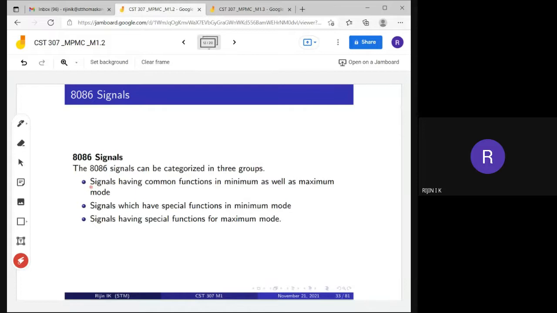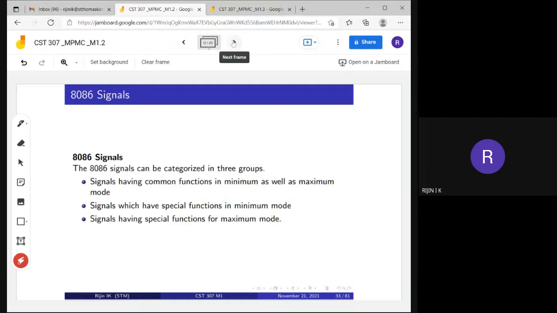First one is signals having common function in minimum as well as maximum mode. The next one is signals which have a special function in minimum mode. The last one is signals having special function in maximum mode. So these are the 3 groups.